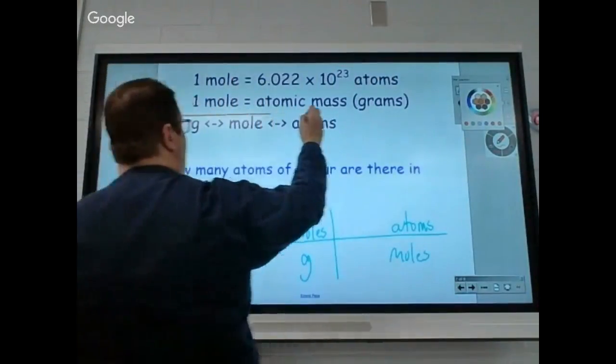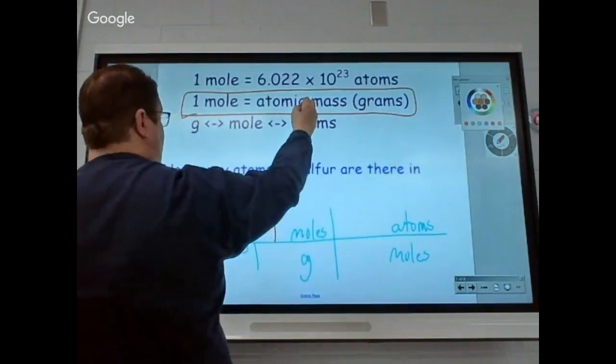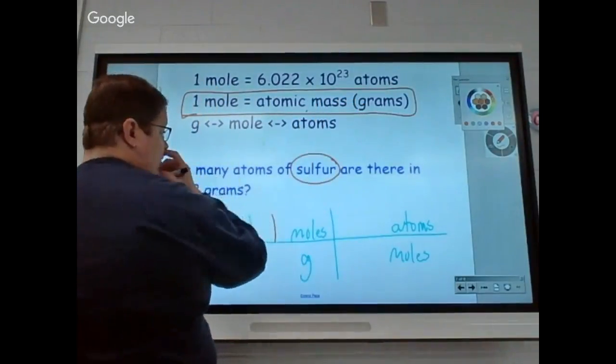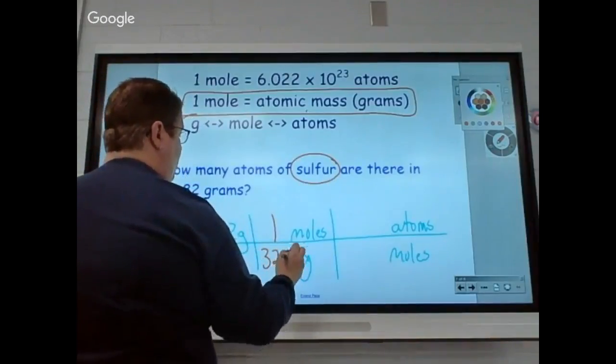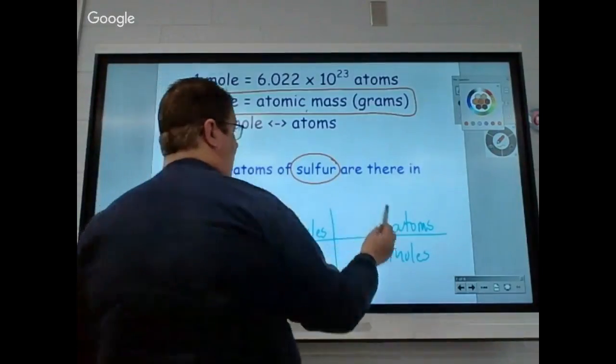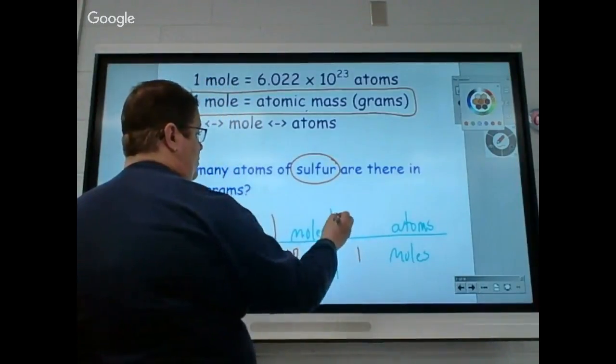So in this first one, what goes beside moles? And because we've got moles and grams, what has to go beside the grams? Okay, so we're using sulfur. So what's the mass of sulfur? Good. All right, moles to atoms. What goes beside moles? And beside atoms?